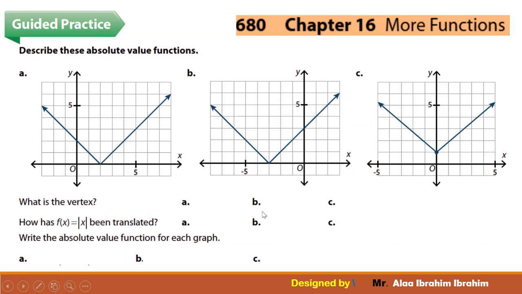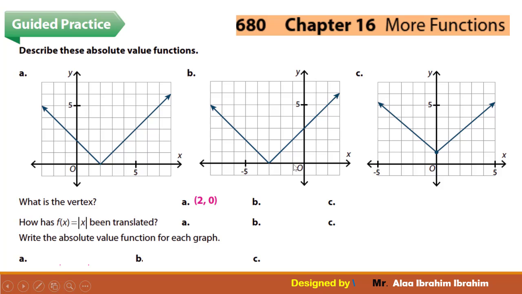Let's take an exercise, like Guided Practice, page 680, chapter 16, more functions and absolute value functions. Now, I have to describe this absolute value function. So I have to describe each one. So the first one here, 2 and 0. So for the description here, what is the vertex? He needs the vertex for each one. So the vertex here is 2, 0.